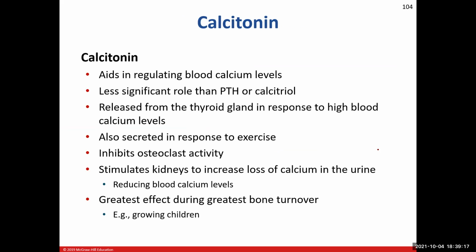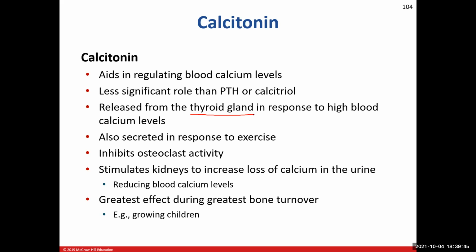All right, this leads me into calcitonin. We talked about what happens when blood calcium levels are low. Now, let's talk about when blood calcium levels are high, when you're hypercalcemic. So we have another hormone that is just perfect for this, and that's calcitonin. All right, so where does it come from? It comes from the thyroid gland.